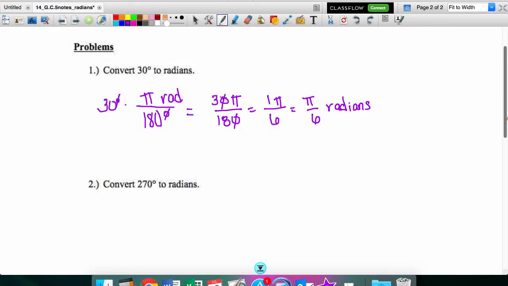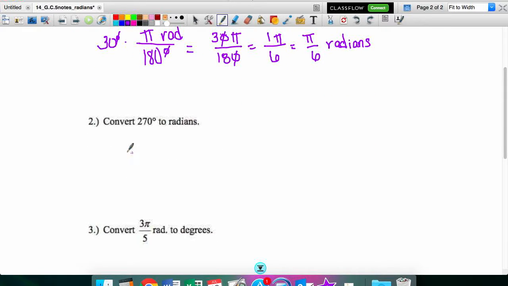Okay, let's try another example. Convert 270 degrees to radians. So once again, we're starting with degrees, and we want to convert to radians. So we need that pi radians over 180 degrees once again, so that our degrees will cancel and we'll be left with radians. So to multiply here, I'm going to multiply the 270 and the pi, which obviously we can't really simplify further, and we'll be dividing by 180.